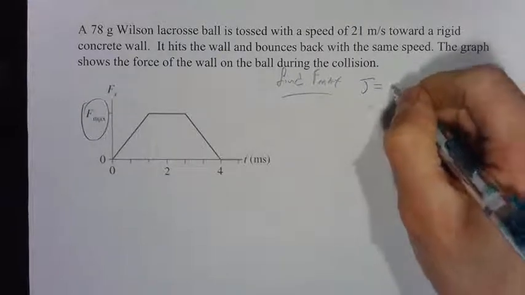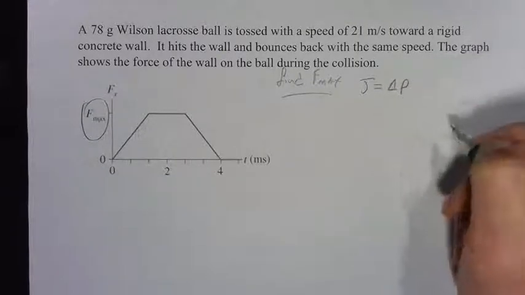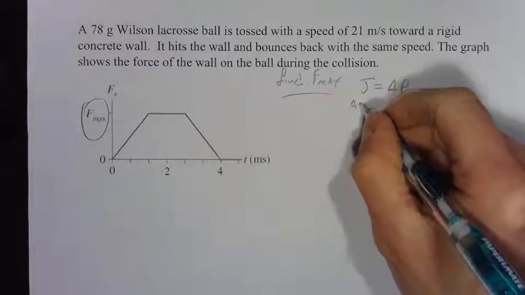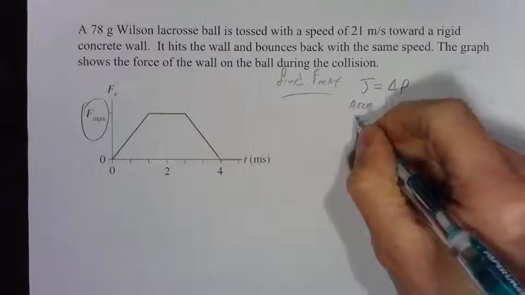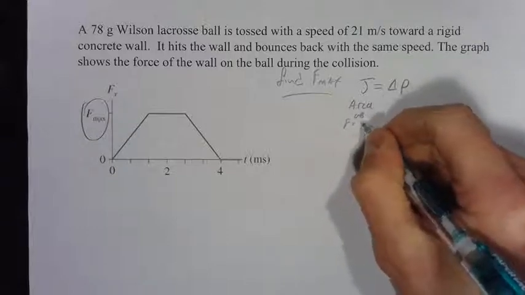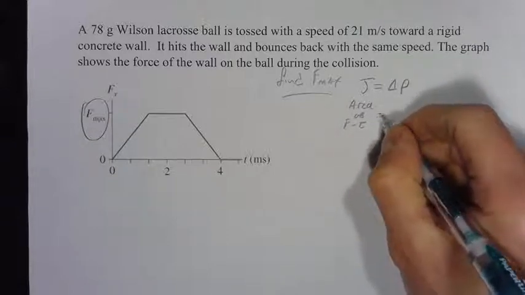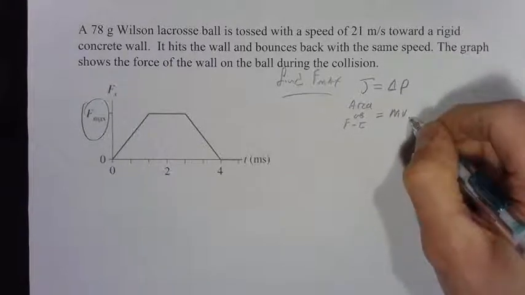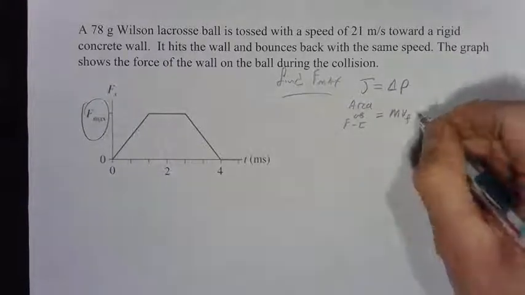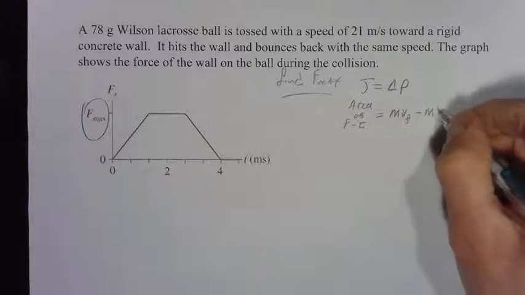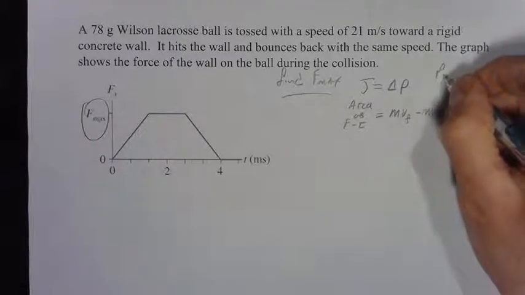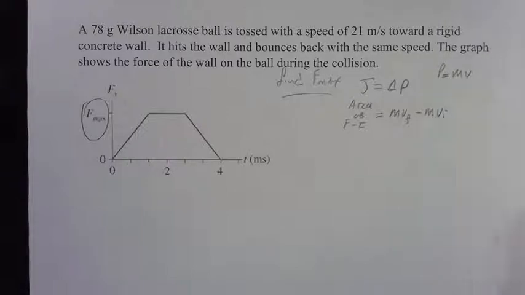Well, J is the change in momentum. Impulse is the area of an F-t graph. So that's going to equal the change in momentum, which is the mass times the velocity final. That's momentum final, minus the mass times the velocity initial. That is momentum initial, since momentum is mass times velocity.